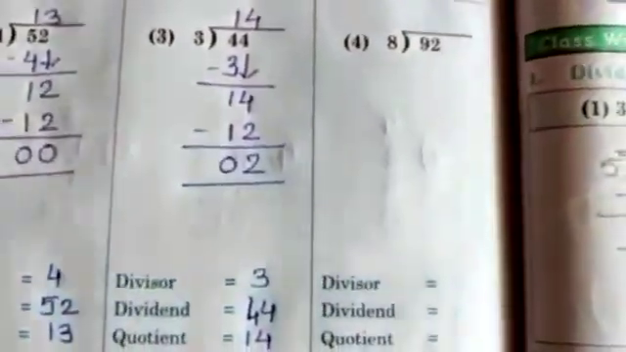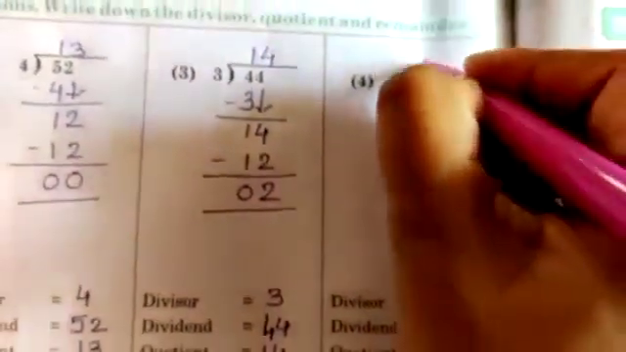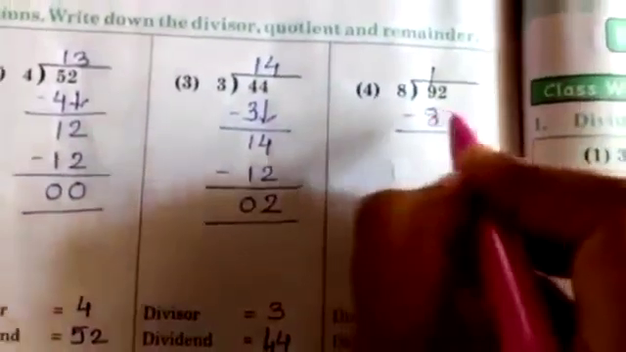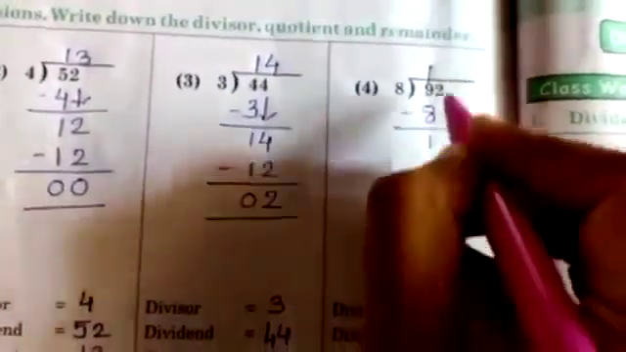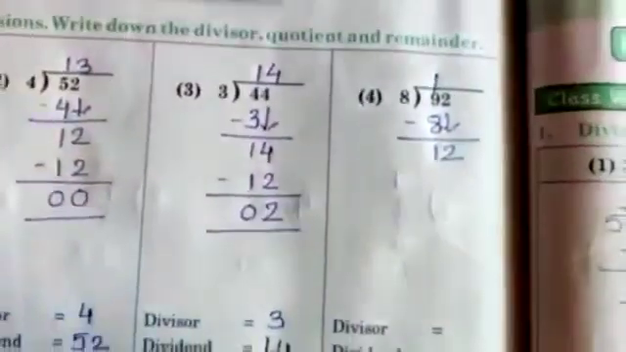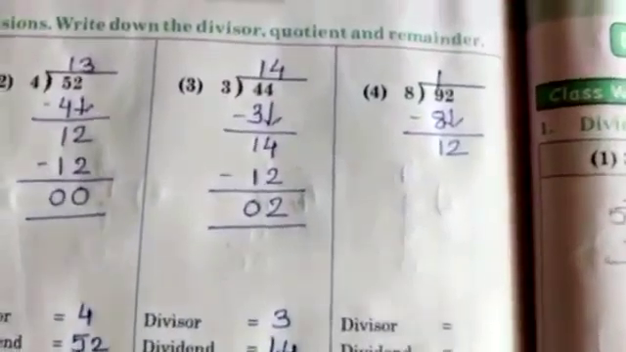Now again the first number is 9. 9 is greater than 8. So let us take 8 ones are 8. 9 minus 8 is 1. And now that 2 will come down. So 12. So 8 ones are 8, 8 twos are 16.